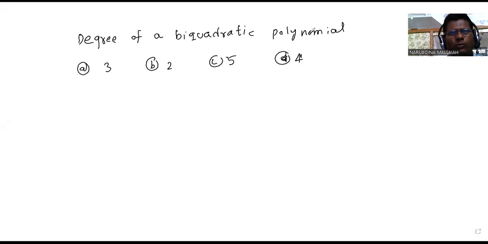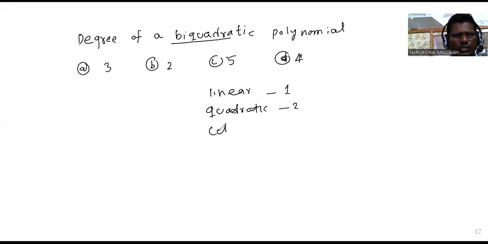Degree of a biquadratic polynomial. The degree of a linear equation is 1. The degree of a quadratic equation is 2. The degree of a cubic polynomial or cubic equation is 3. The degree of a biquadratic expression or polynomial is 4. So the correct answer is 4. Option D is correct.